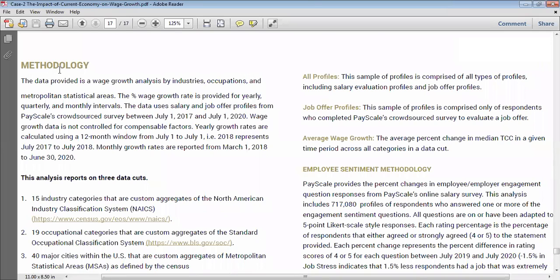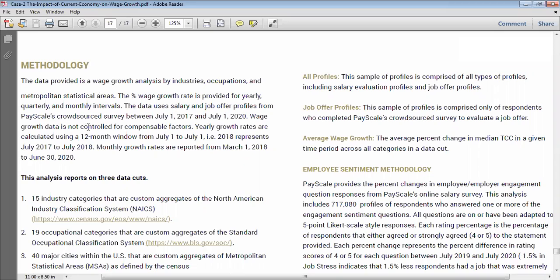Payscale.com is a compensation technology company or compensation consultancy company which has published this white paper. So what is the methodology they have adopted? The data provided is a wage growth analysis by industries and occupations and metropolitan statistical areas. The percentage wage growth rate is provided for yearly, quarterly, and monthly intervals. The data uses salary and job offer profiles from PayScale's crowdsourced survey between July 1, 2017 to July 1, 2020. So it is 3-year data.